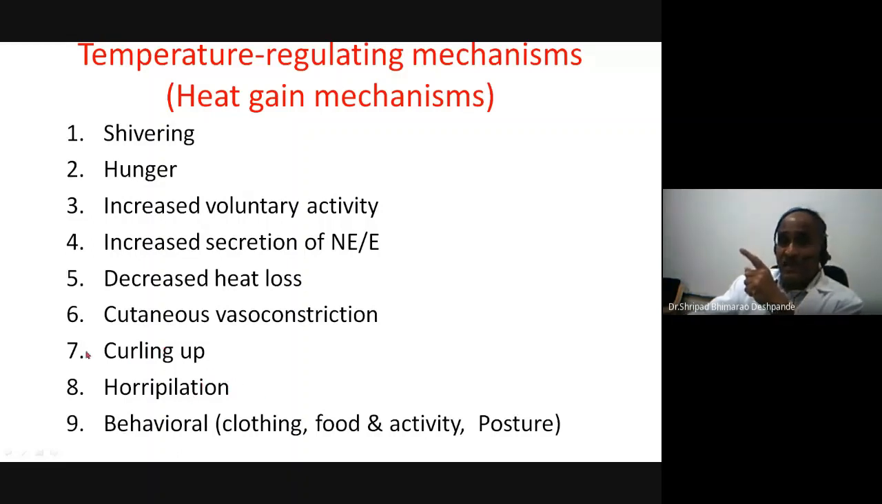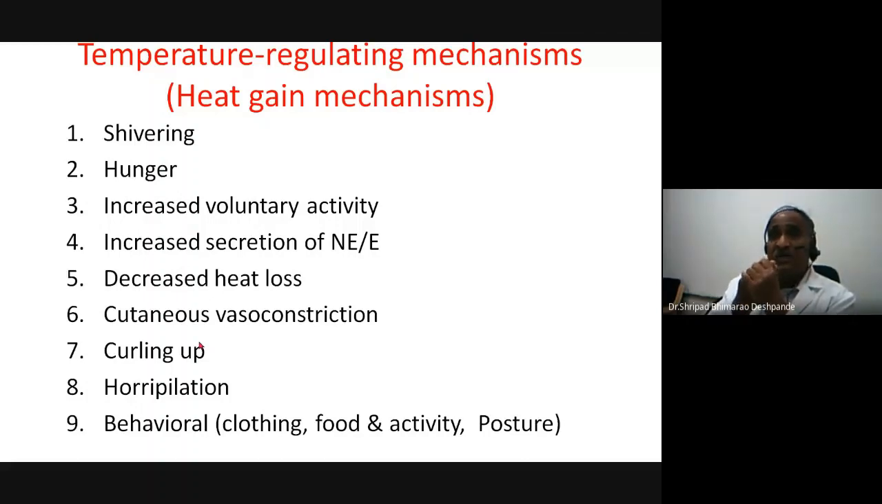Another behavioral change is curling up. If I'm reducing the surface area, I am trying to conserve all these things, so that increases the heat gain mechanism: the curling up position.